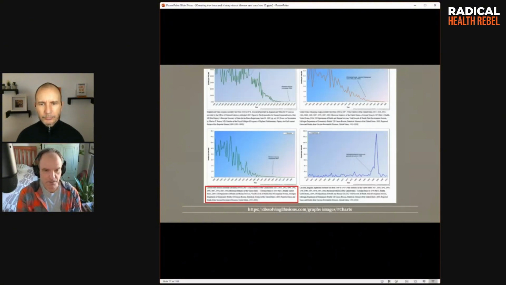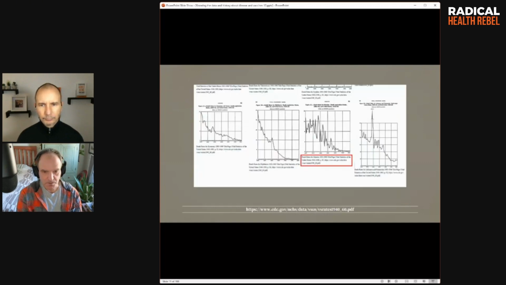On the website, you have how I made each of the charts and where all the references are. And here's the link to that CDC document, I assume it's still there. On page 85, you can see deaths from measles, whooping cough and the flu. And you can see just in this picture, everything was declining.